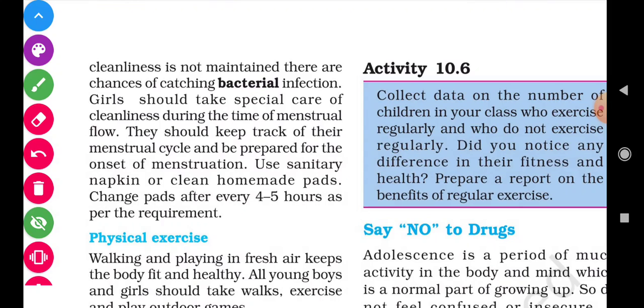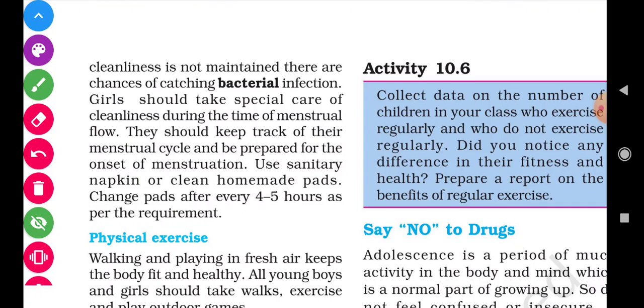Girls should take special care of cleanliness during the time of menstrual flow. They should keep track of their menstrual cycle and be prepared for the onset of menstruation. Use a sanitary napkin or clean homemade pads. Change pads after every 4 to 5 hours as per the requirement.